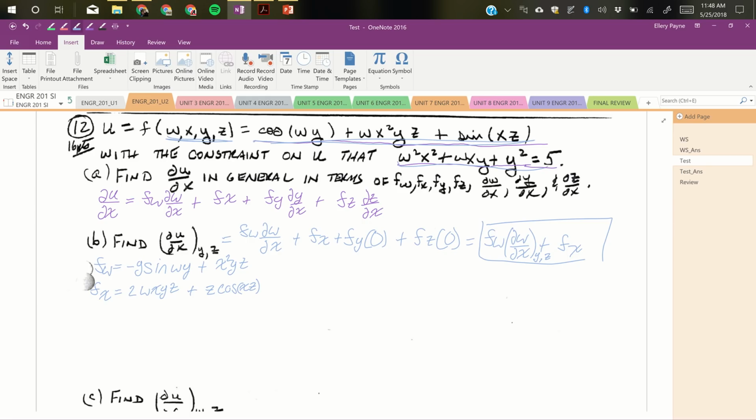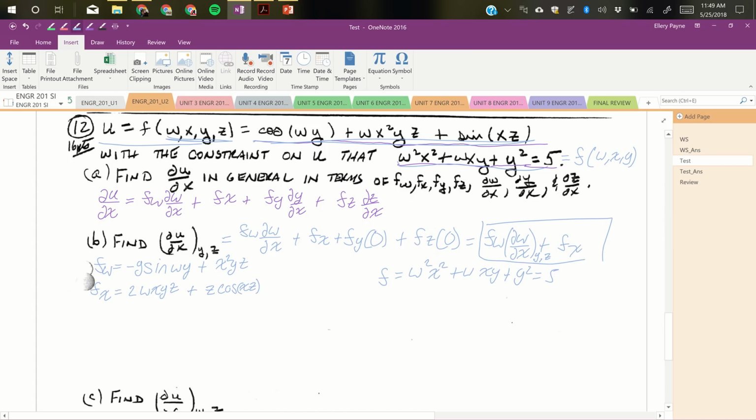Like I said before, whenever you have something equal to a constant, we can say that it equals f of whatever. And since it has w, x, and y, it's going to be a function of w, x, and y. There's no z in it, so I don't need to include z. It would be wrong for me to include z in it, because then I'd be saying u equals this, u equals that, and that's not true. u is constrained by this, but it's not the same. So I'm going to say the function f equals w squared x squared plus wxy plus y squared, which equals 5.